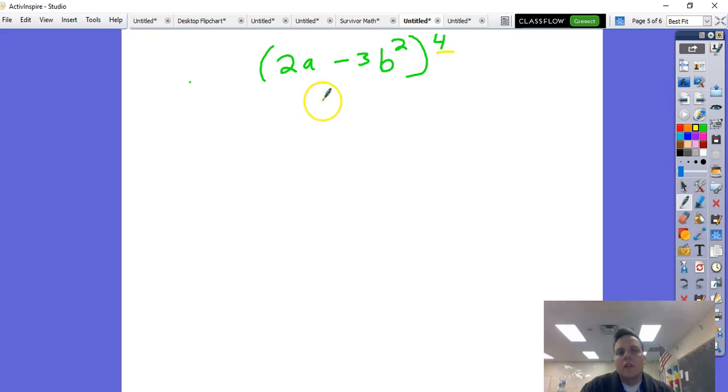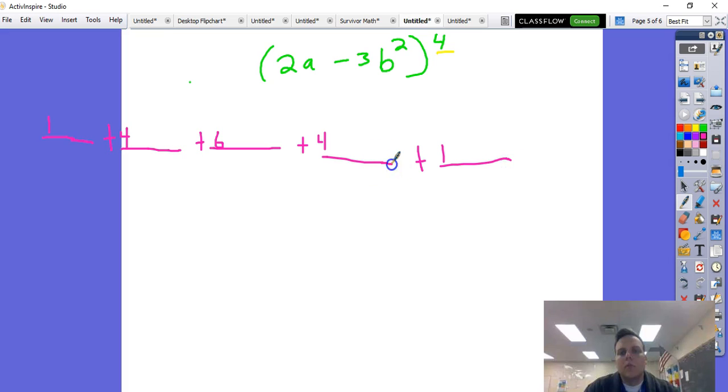So 1 plus, yellow's hard to see. Sorry, let me change colors real fast. Yellow's kind of hard to see. We'll do orange. No, I do orange a lot. We'll do pink. Okay. So once again, 1, a little more space, plus 4, plus 6, plus 4, plus 1. Need a little more space here.